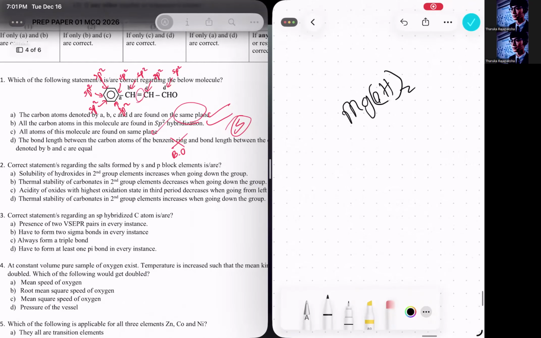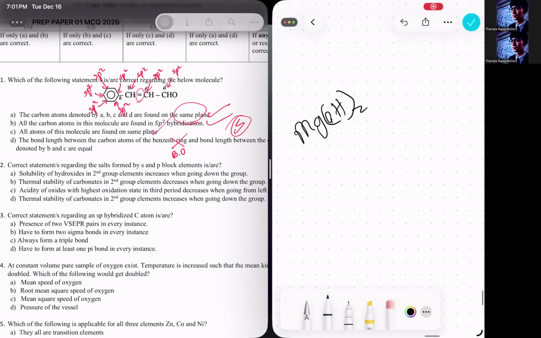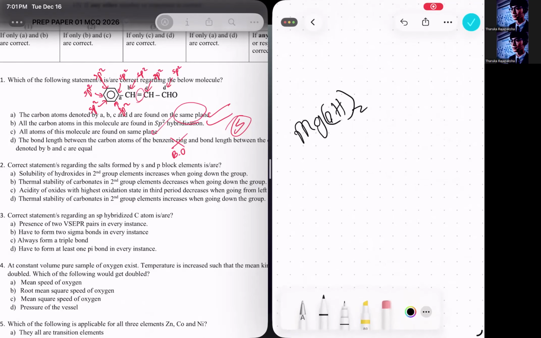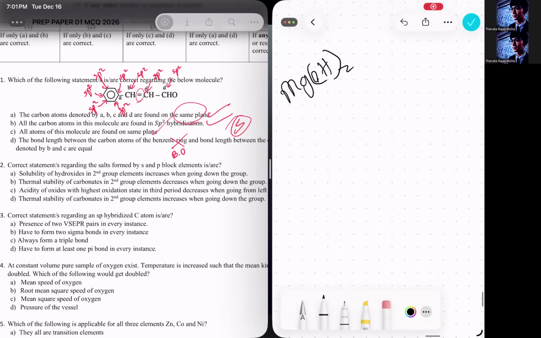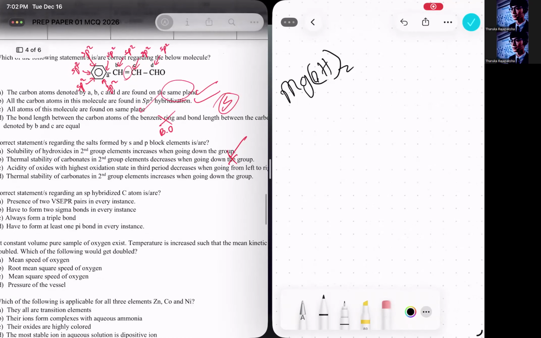Then B, thermal stability of carbonates in second group elements decreases when going down the group. Right. Thermal stability. Now, how do we get thermal stability? Polarizing power. The periodic variations will do that. So thermal stability, people, when going down the group, the polarizing power will decrease. So therefore ionic nature will increase. Ionic nature increase means thermal stability will increase actually. So it doesn't decrease, it'll increase. So solubility will increase, of course. Thermal stability will increase.